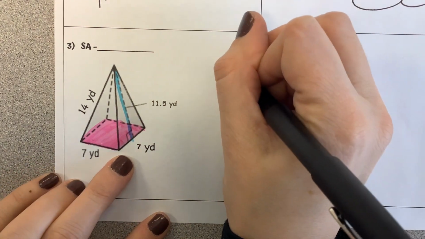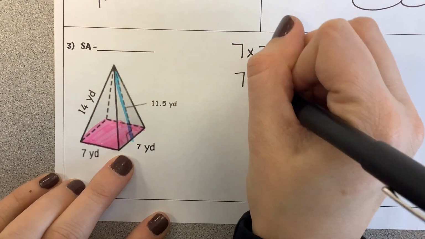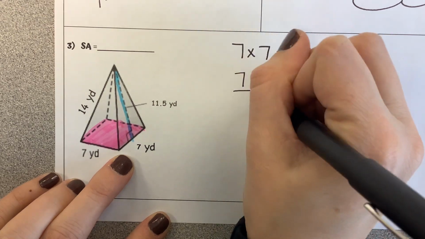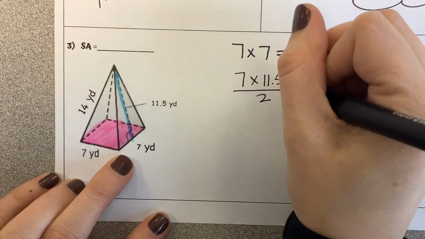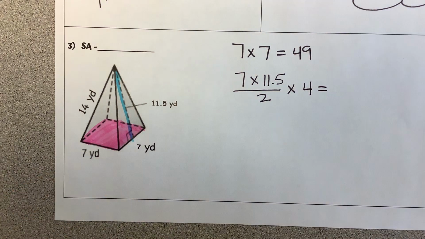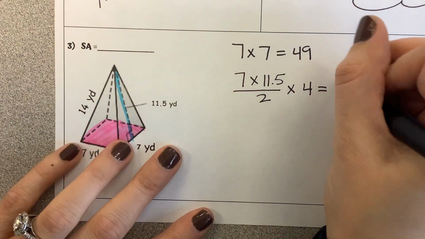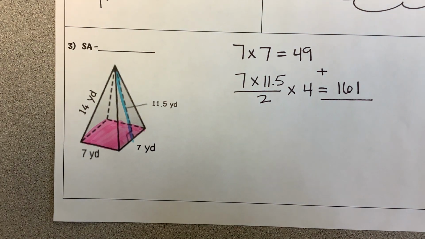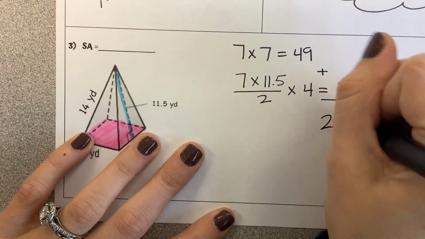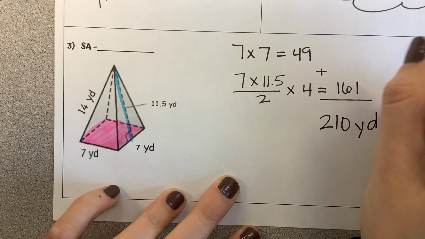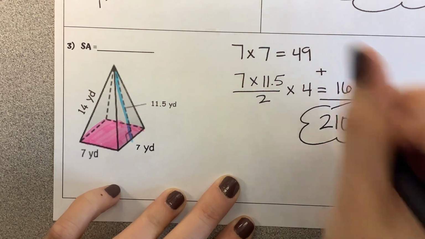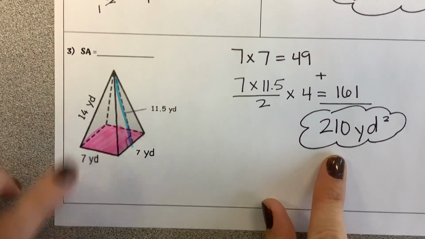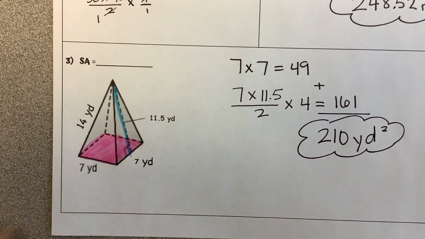So our triangles are going to be a base of 7 times a height of 11.5 divided by 2 to get the area of one triangle, but we have 4 of them, which is going to give us an area of 161. We would add those 2 together to get a total area of 210 yards squared. So you can either make your answer clear here, or I left some spaces for answers to go there as well.